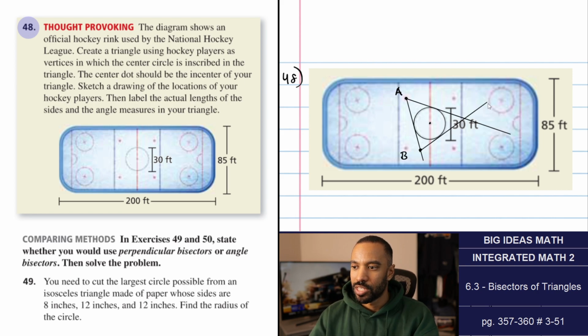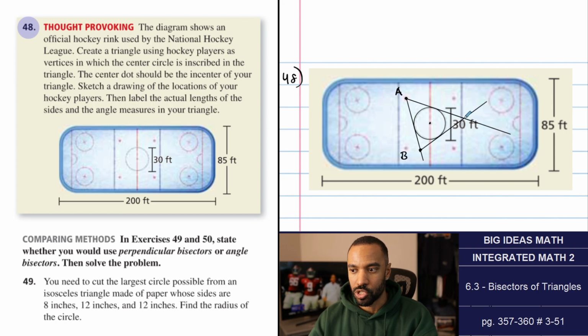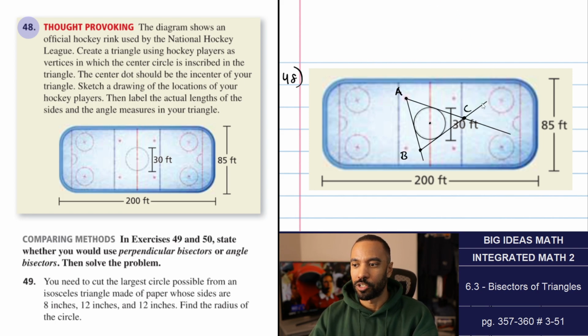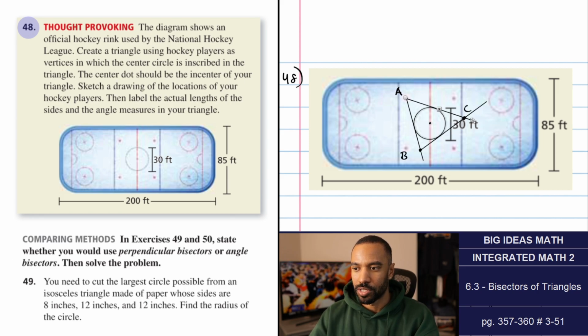So like that. Tangent line means it only touches the circle at just that one point, the one that's the closest distance. So there's my hockey player C. So that is at least a drawing of a triangle with my 3 hockey players. That, at the very least, is something that I'm able to construct. Now, distances? I don't know.